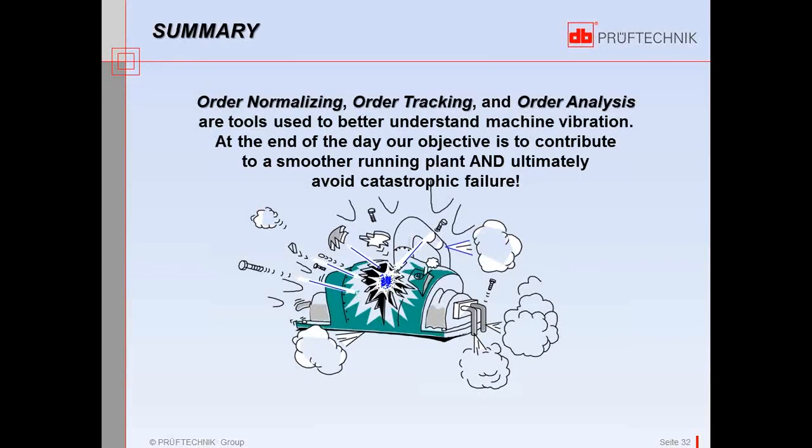So that's today's presentation on order measurements in condition monitoring. We've looked very briefly at these three techniques: order normalizing, order tracking, and order analysis. These are tools that we can use to better understand machinery vibration and hopefully somehow avoid failures in the machine. And it's my hope that the participants have been able to gather maybe one or two little bits of information, piqued your interest a little bit to perhaps act as a catalyst for you to go out and explore some of these techniques in your own plants.